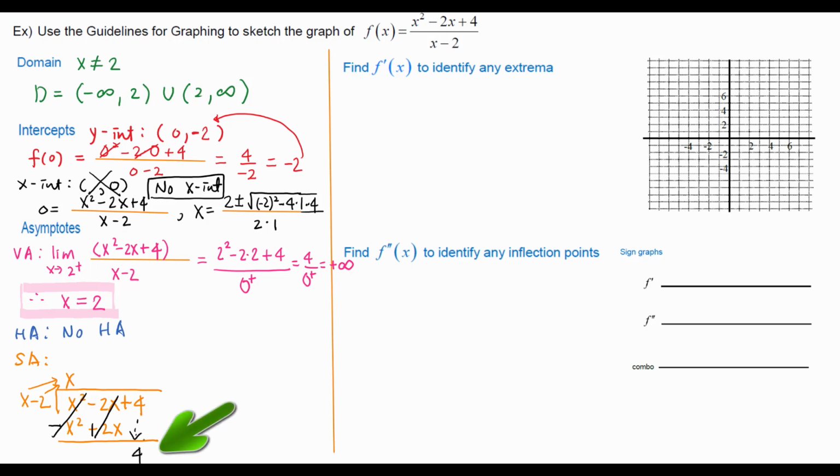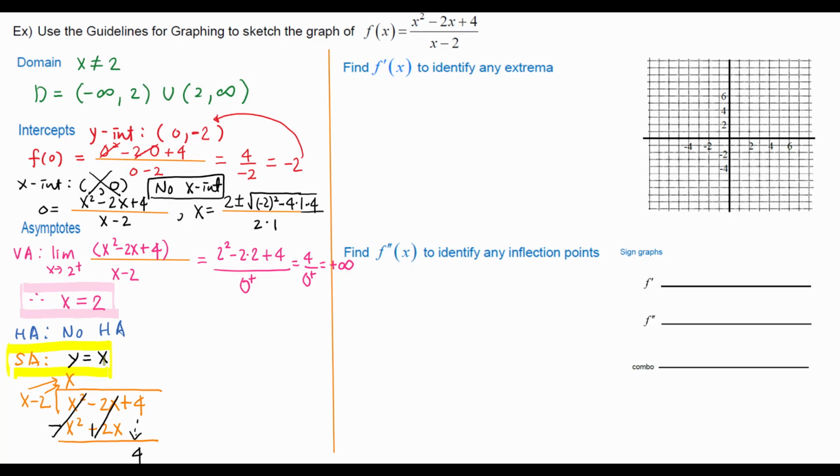So yes, since I have a remainder, this function has a slant asymptote, and your slant asymptote is y equals the quotient, and my quotient is x. So you found the slant asymptote. Next step, let's find all extrema. To find the extrema, we have to find the critical numbers.